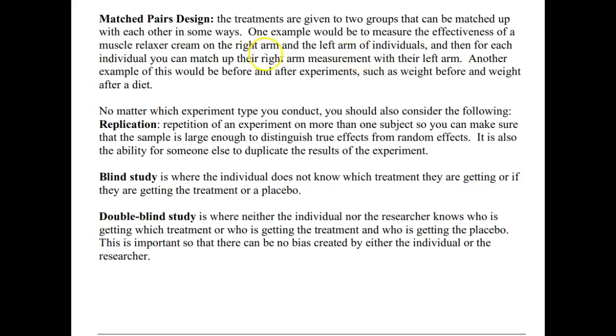So whether we put two different ones on the two different arms, or maybe one gets the muscle relaxer cream and the other one gets a placebo, and we measure the difference between them. So we've got two measurements here on the same individual. And then for each individual, you can match up their right arm measurement with their left arm to see if there's a difference. Okay, another example of this would be before and after experiments, such as weight before and after some sort of diet plan.